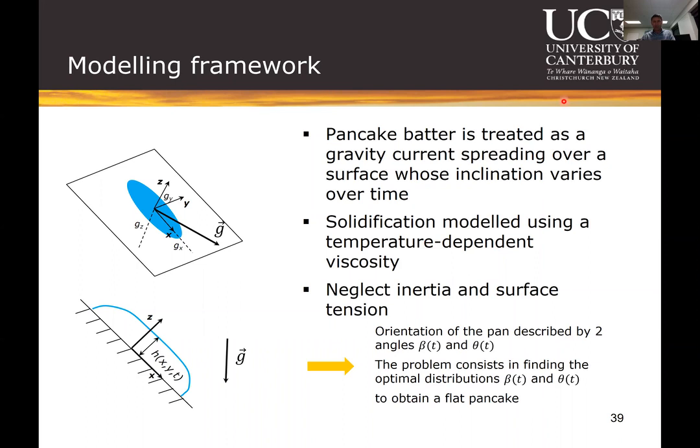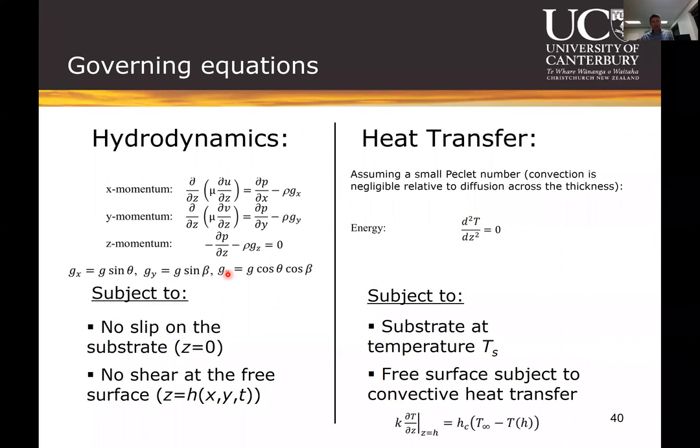The solidification of the batter is modeled by having a temperature dependent viscosity, and the kinematics of the pan is described by two angles, beta and theta, which are functions of time. And really the problem we're trying to solve is what are the optimal distributions, beta of t and theta of t, in order to obtain a uniform layer.